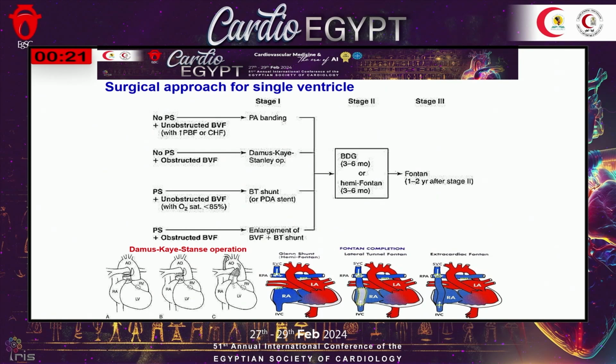For pulmonary stenosis with an unobstructed bulboventricular foramen, in critical pulmonary stenosis or pulmonary atresia, we can do the BT shunt or PDA stent. If there is an obstructed bulboventricular foramen in association with pulmonary stenosis, here there is systemic and pulmonary obstruction, so we can enlarge the bulboventricular foramen and put a BT shunt. This is the first stage. At the age of 3 to 6 months, we can do the second stage, which is bidirectional Glenn or hemi-Fontan, and later on we can do the Fontan at the age of 4 years.